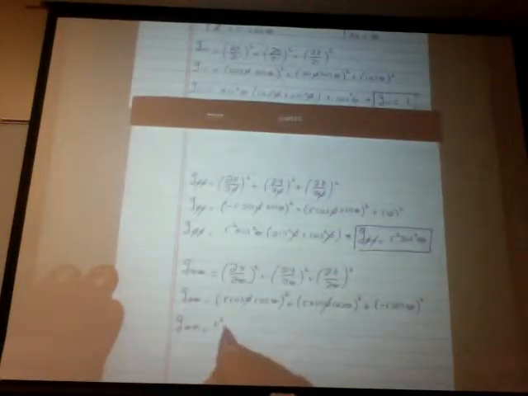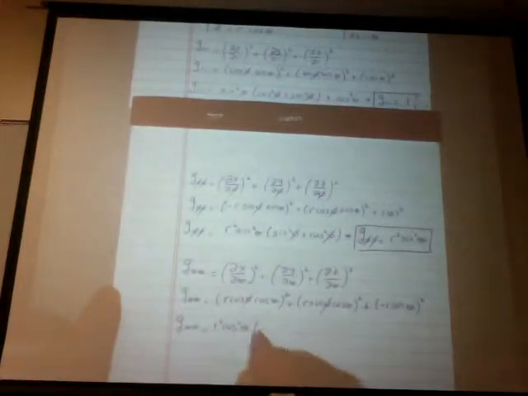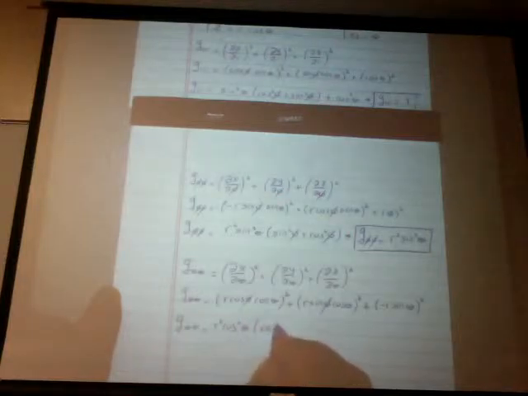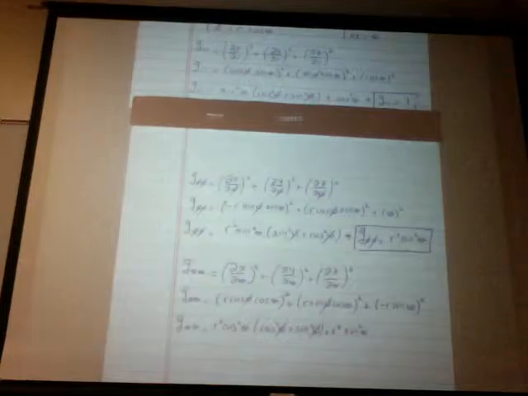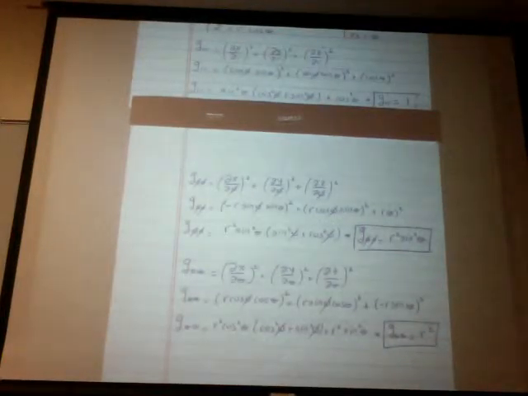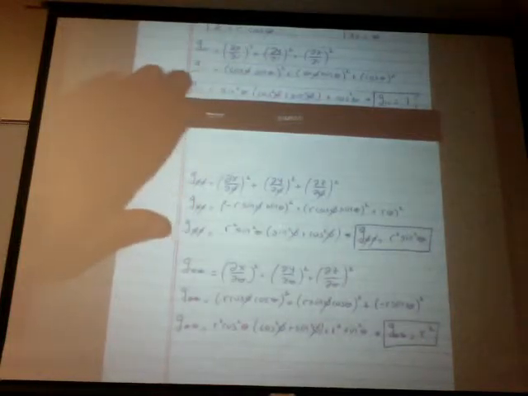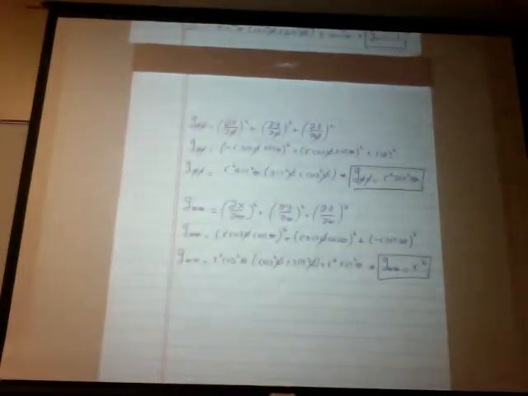Here I can take r squared cosine squared of theta, that's a common factor. And this will be cosine square of phi plus sine square of phi, plus r square sine square of theta. And that leads to g theta theta being equal to r square. We have 1, r squared sine squared theta, and r squared. And we need to determine the off-diagonals too.